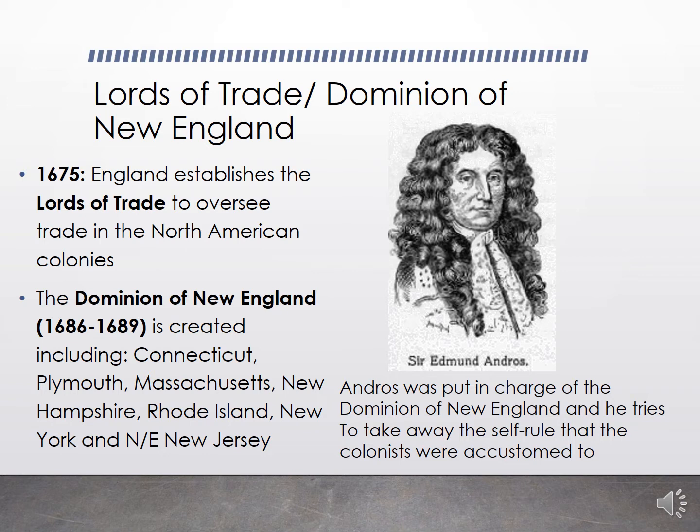So, because of all of this, this Dominion of New England lasts just a very short period of time, these 3 years between 1686 and 1689. And eventually, Andros is going to be forcefully deposed by the people because he has created this sort of tyrannical government in these colonies that are very much used to having self government.